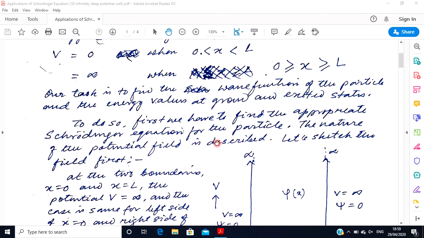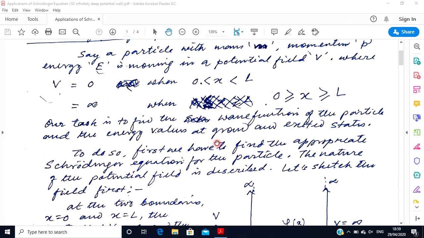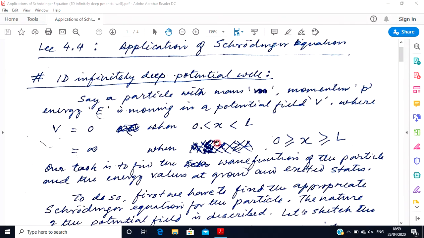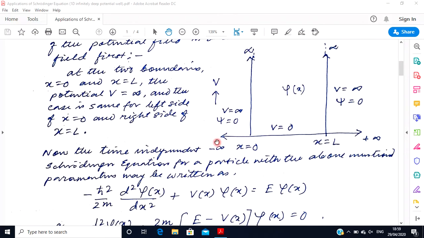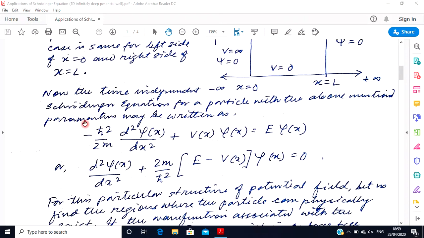So what is our aim? Our aim is to find the structure of the wave function and to find the energy values for different energy states. That means for the ground state, for the first excited state, what will be the energy of a particle moving in this kind of potential field. To study that, first we have to construct a Schrödinger equation appropriate for a particle which is moving in this kind of potential field. The Schrödinger equation mentioned here is the general version of the time independent one.